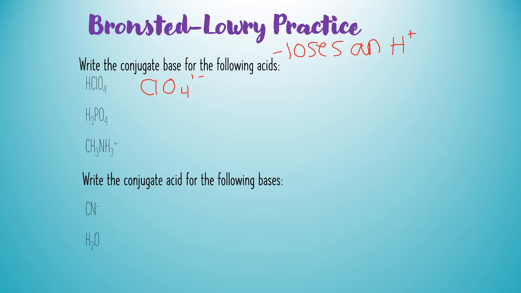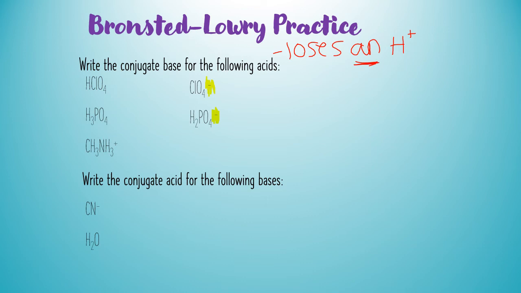H3PO4. Oh, I forgot, it's going to have that there. Now the conjugate base for that, they lose just 1 H. And so it becomes H2PO4. And notice the negative sign. They all have lost an H, so they have a negative charge.